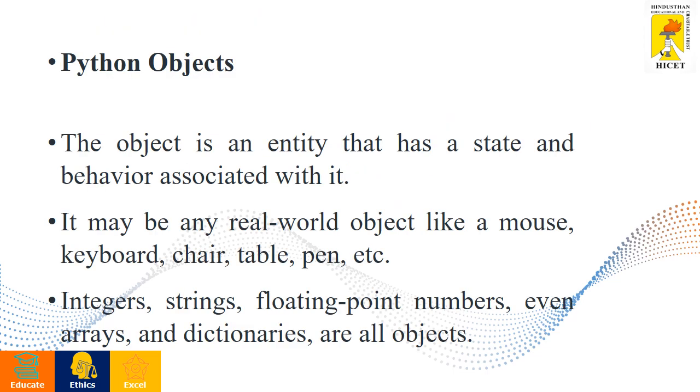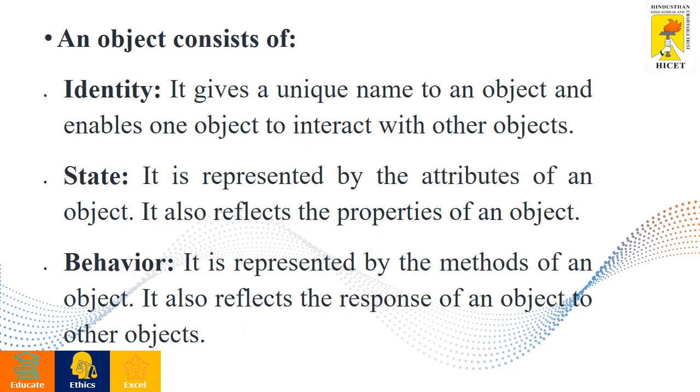Python object: it is an entity, it consists of state and behavior. Any real world object, mouse, keyboard, chair, table, whatever it is, we can represent that as an object in object-oriented programming. Integers, strings, floating point numbers, arrays, dictionaries, all are objects. An object consists of identity, state, and behavior. Identity is the name of the object. State means attributes of the object. Behavior means methods of the object.